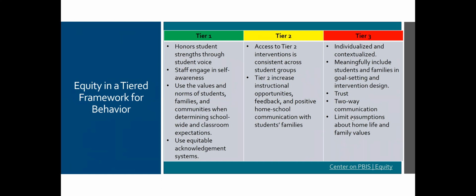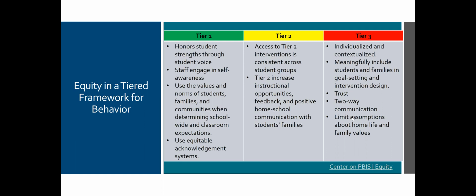When we move out of the universal space into tier two, more strategic small group, is there access to tier two interventions that are consistent across student groups? So, for instance, if there's an anger management group, are all students able to access that? And again, if not, why? At tier two, can we increase instructional opportunities, whether that's through feedback, and also have positive home-school communication with students' families? So we're upping the ante, if you will. At that universal level, we're layering on additional supports, and that's tier two. So that increase in intensity.